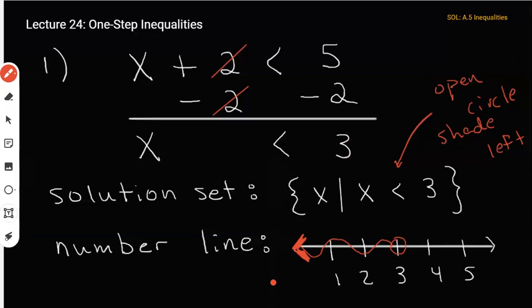So basically what this means is I'm not including 3 in my answer because it's an open circle. But every number that's less than 3 is going to get shaded. While the numbers that are bigger than 3, like 4 and 5, are not going to be shaded whatsoever. So that's how you graph on a number line.